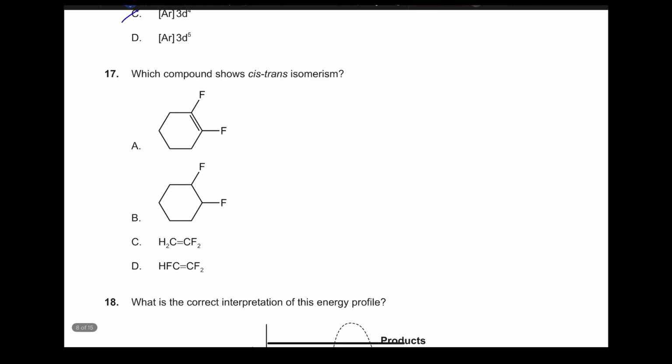Now next, which compound shows cis-trans isomerism, right? If you look at A, you just have two fluorine atoms on these carbon atoms, and the rest of it is a ring. So there's only one possible orientation. You cannot have any other orientations for A. So this cannot show cis-trans isomerism. Let's make a note here.